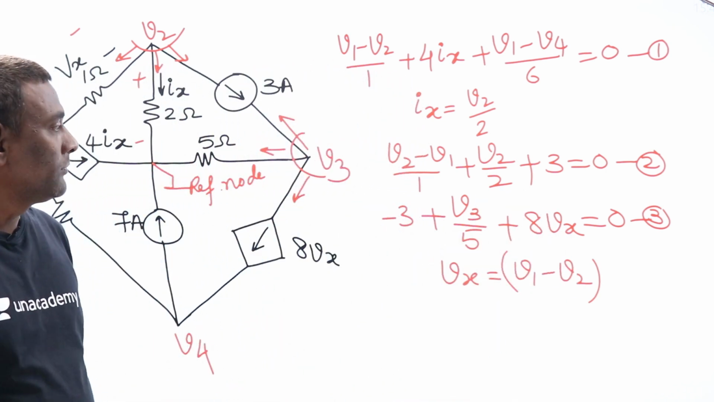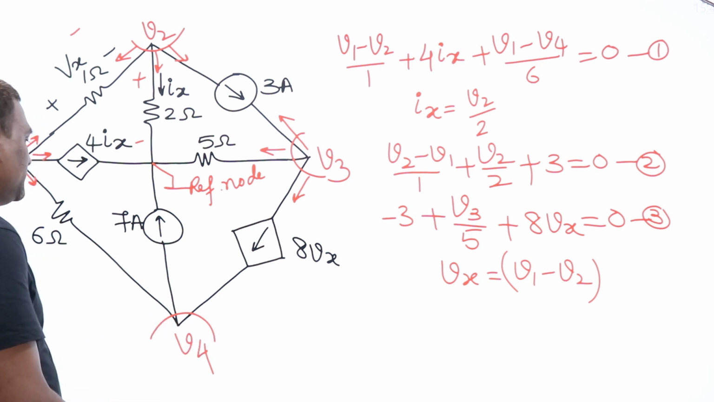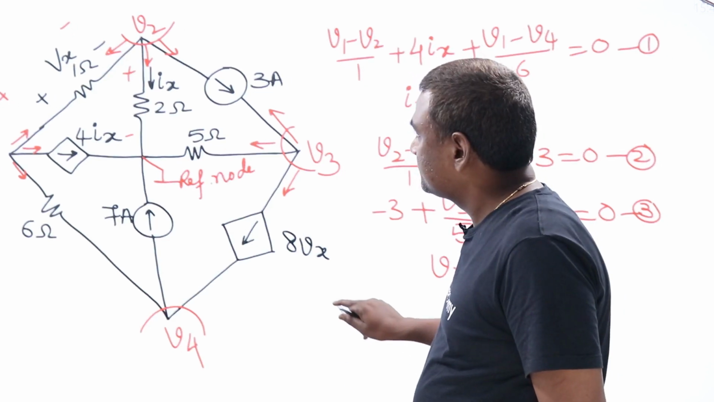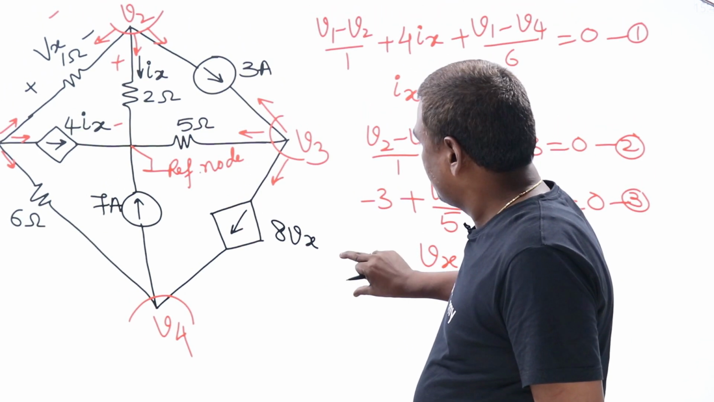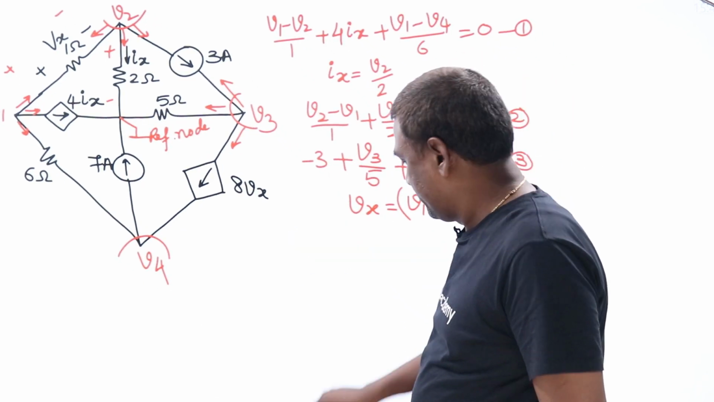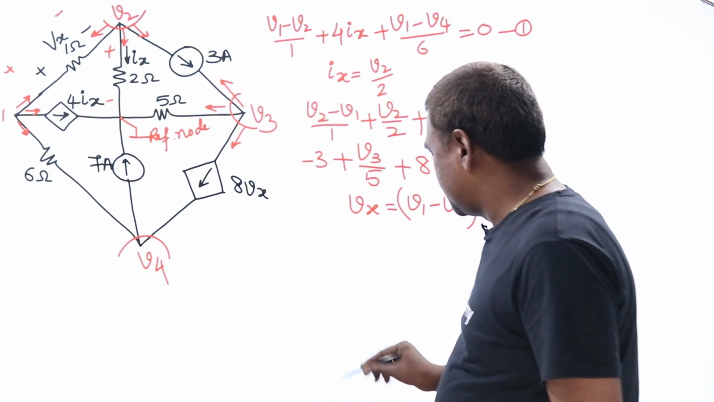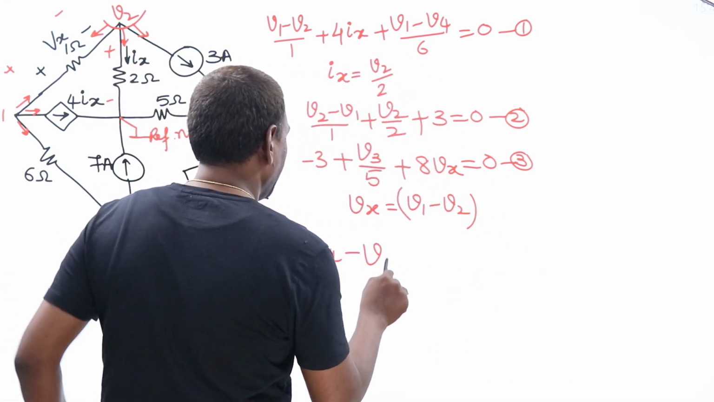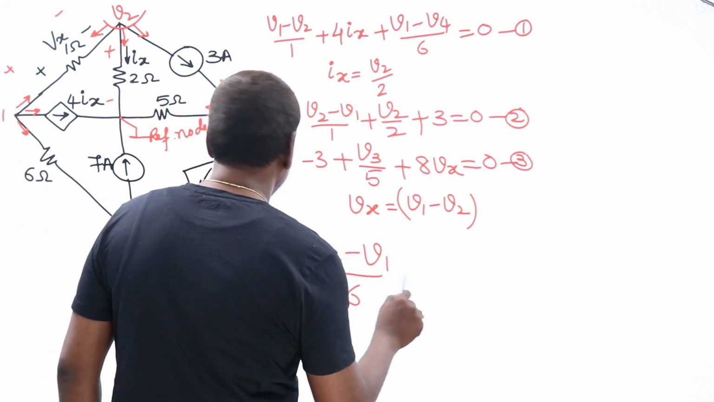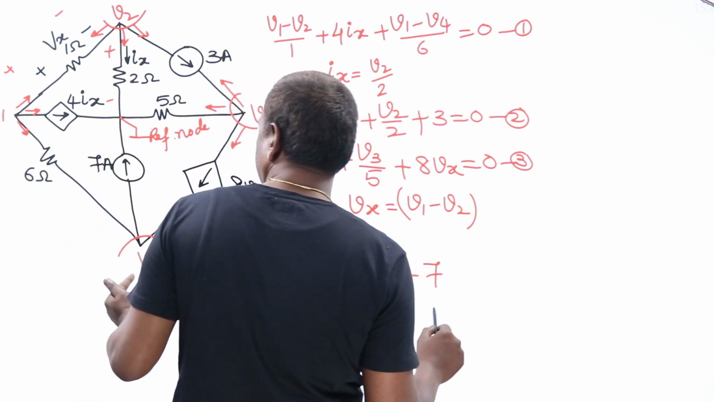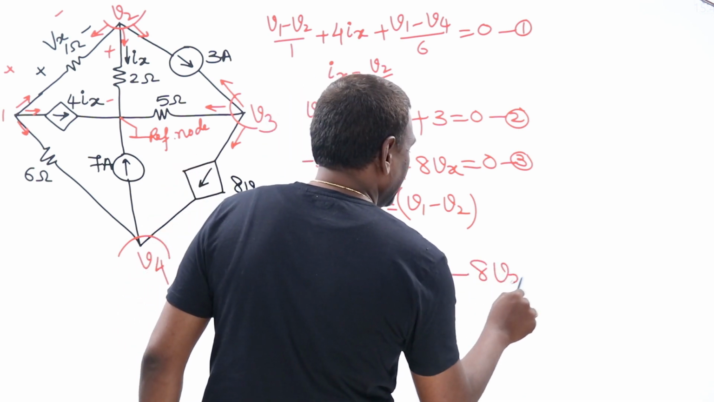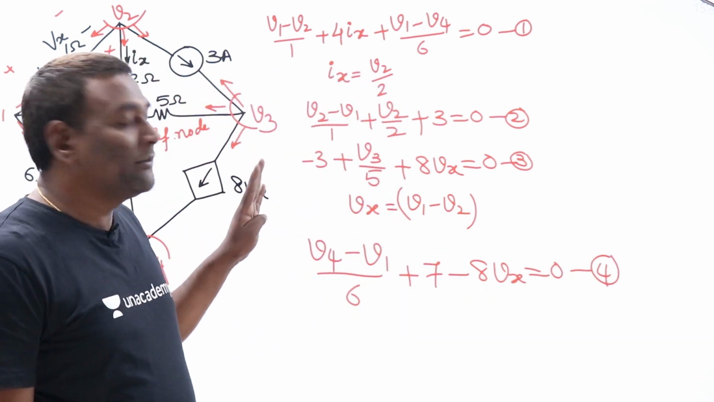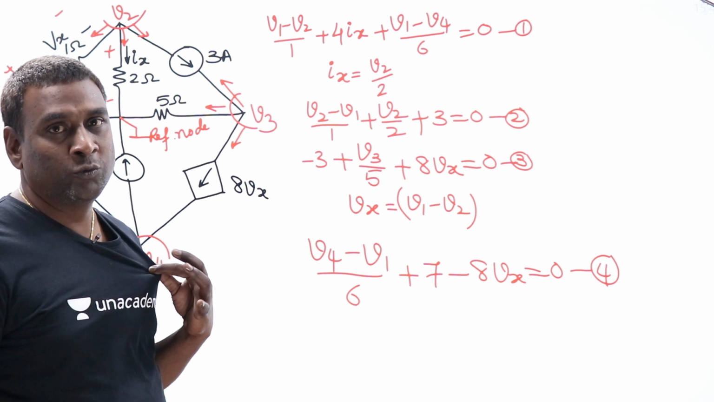Now, let us try to apply at 4. Directly let me write V4 minus V2. Okay. Now, V4 minus V1 by 6 plus current leaving 7 plus or minus 8 Vx equal to 0. This is the fourth equation. Vx value we already know. So 4 equations, 4 unknowns, we are supposed to solve.